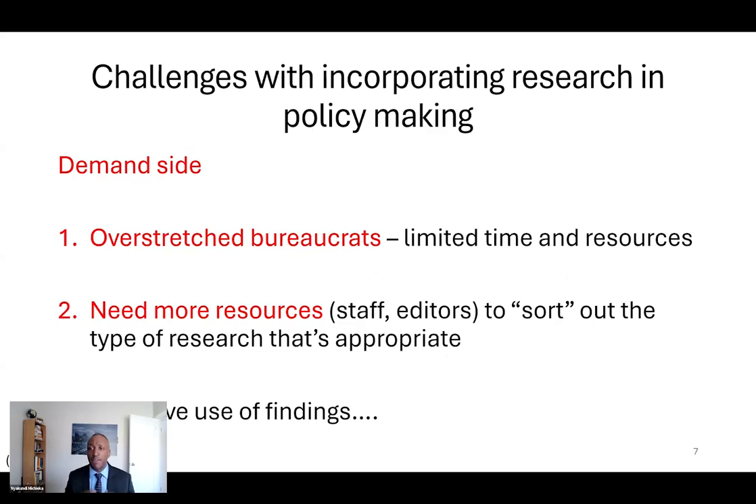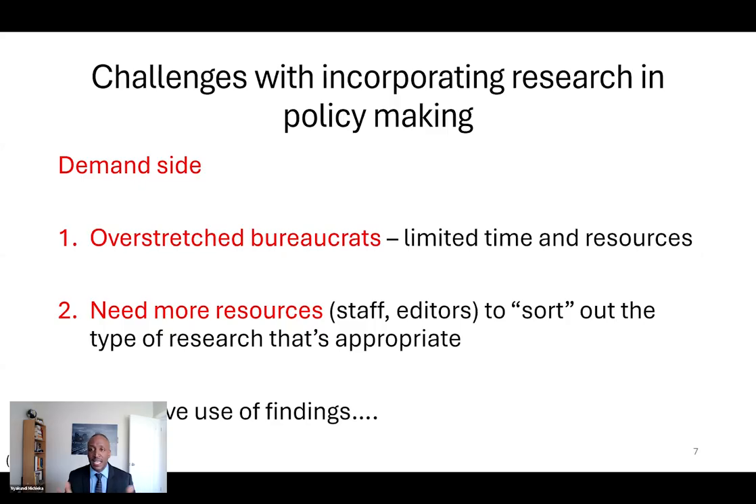Policymakers are usually, obviously, very busy. They have limited time and limited resources, right? Second thing is they sometimes need a little bit more resources, right? There's all this research that's coming out, so you need staff, you need editorial staff to read some of these things and sort them out. And actually, some of this work is usually written in scientific terms or in jargon. So you need folks to decipher some of that work and bring it all together.